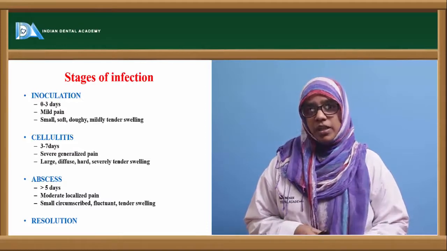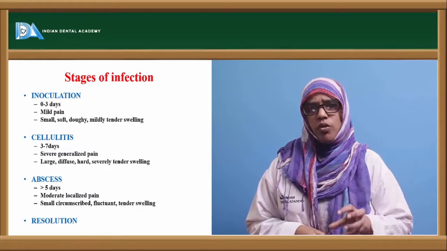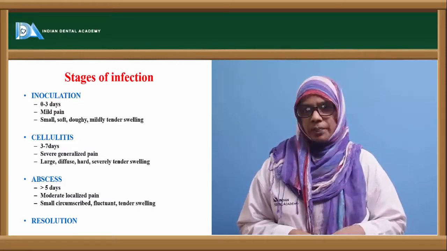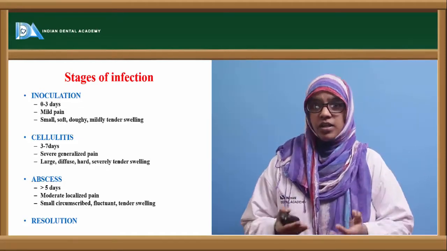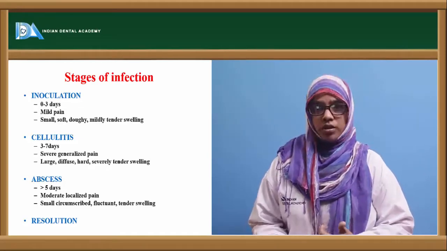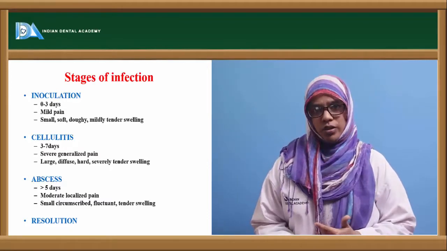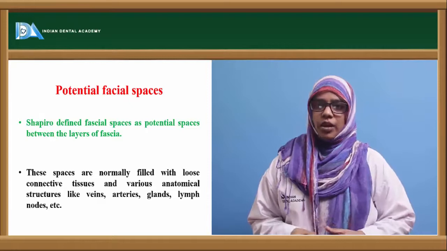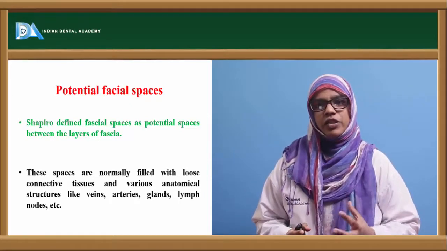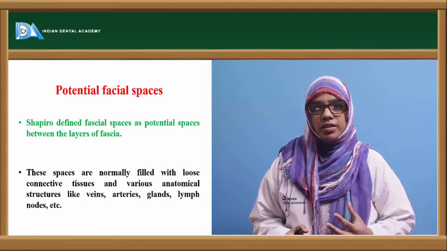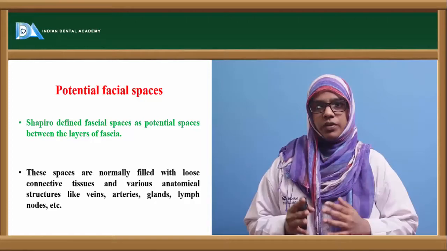In abscess, there will be localization of infection, so there will be localization of pain. You will have a small, discrete, fluctuant, tender swelling. If the host resistance is better than the virulence of the organism, then resolution occurs automatically. Or you can drain the abscess and eventually resolution will occur. Now, let's move on to the potential facial spaces. What exactly are these facial spaces? They are nothing but spaces between the layers of the fascia.